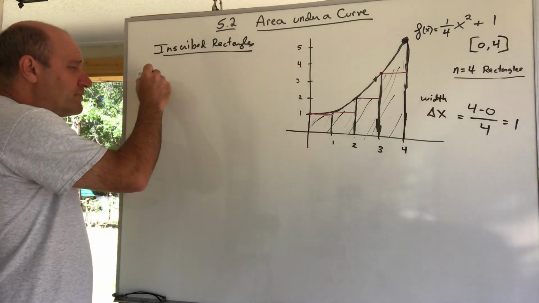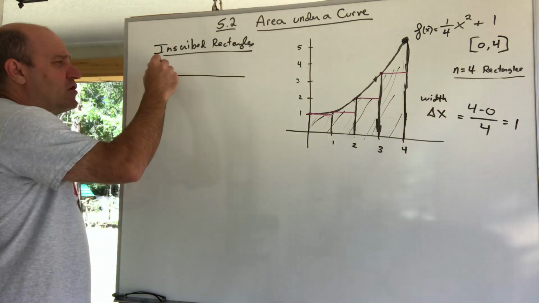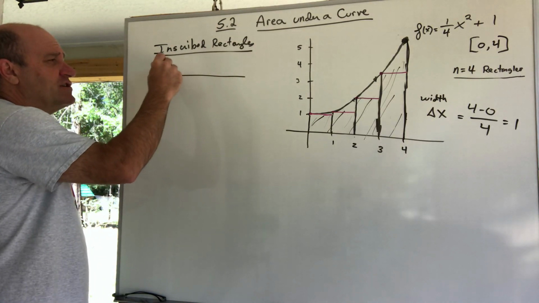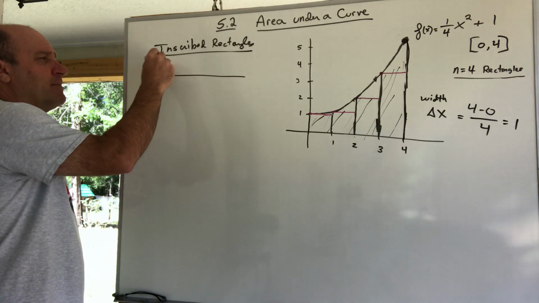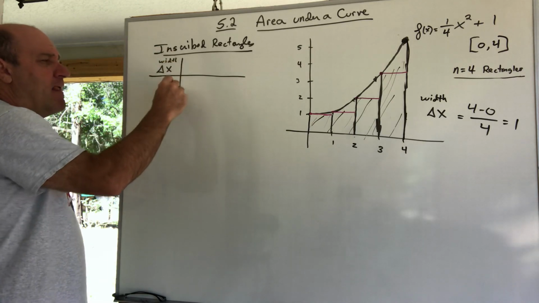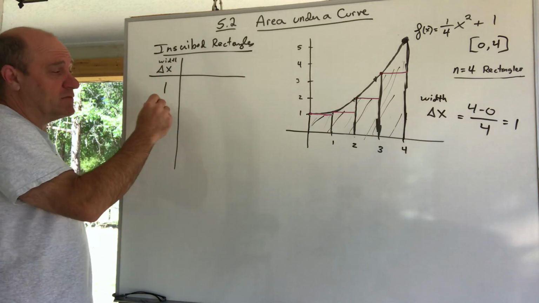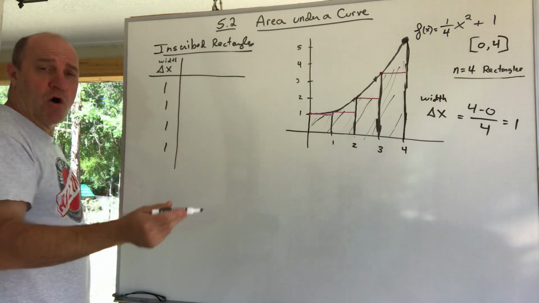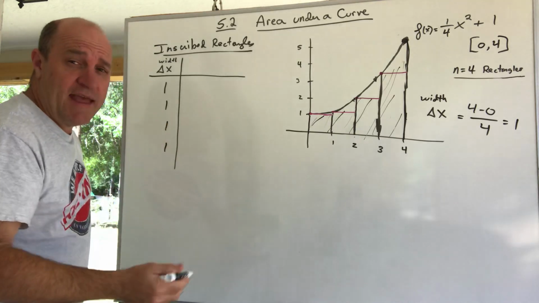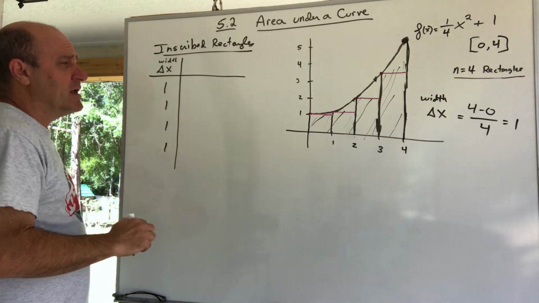So I kind of make a little chart here. I have delta x, which is the width of the rectangle. And there's 4 rectangles. What's the width of the first one? 1. What's the width of the next? 1. I made them all width 1. They could be width 2. They could be different widths, different problems.